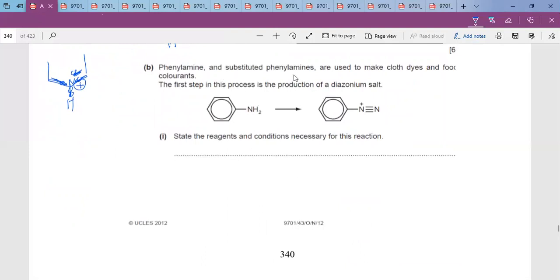Phenylamine and substituted phenylamines are used to make cloth dyes and food colorants. All your Maggi mee, all the colors, all your strawberry jam, all the colors come from this. Make sure that they are approved dyes.